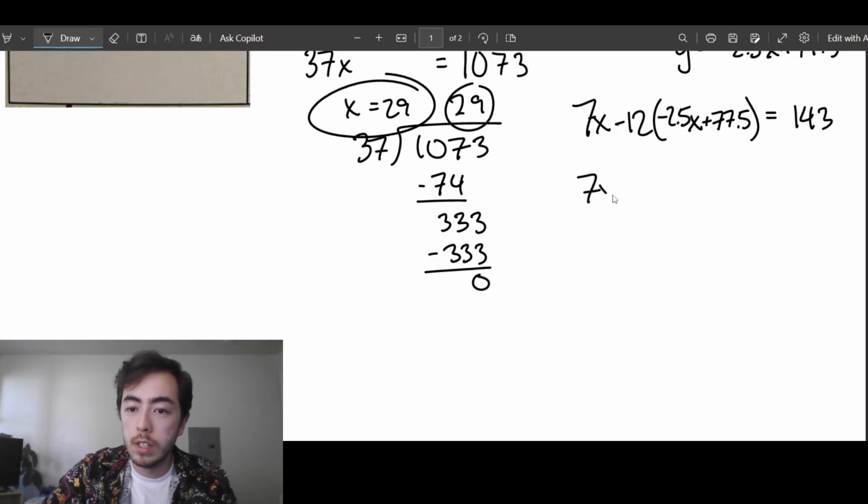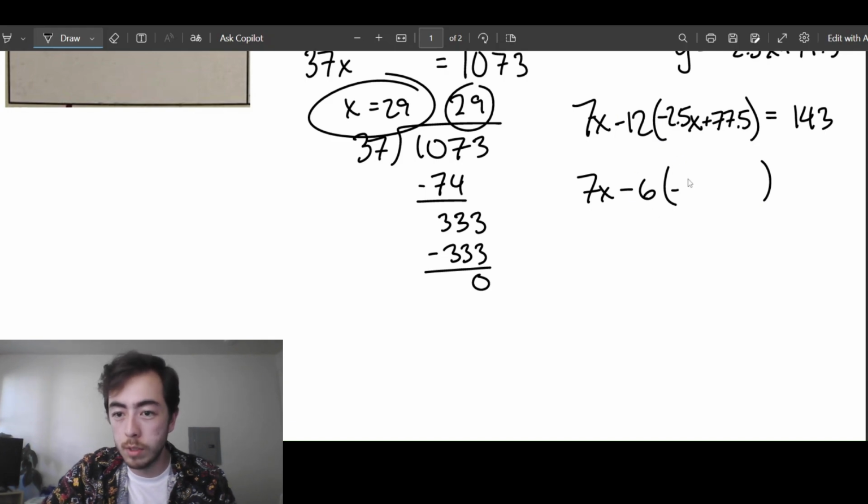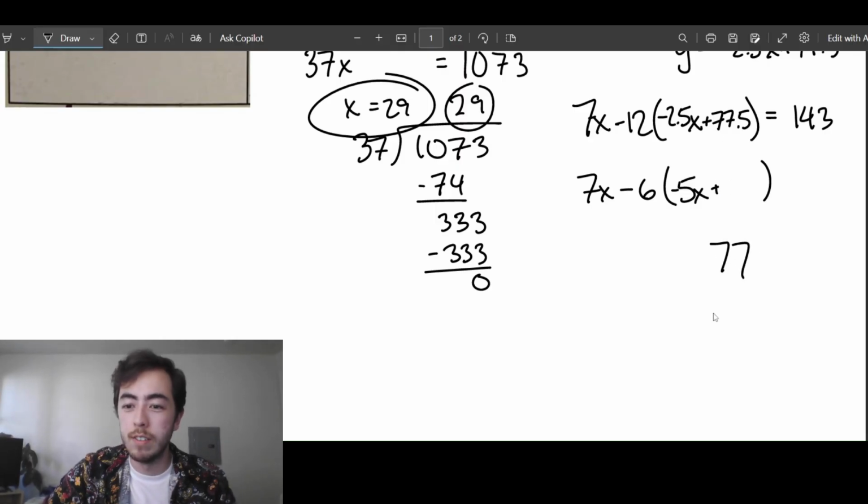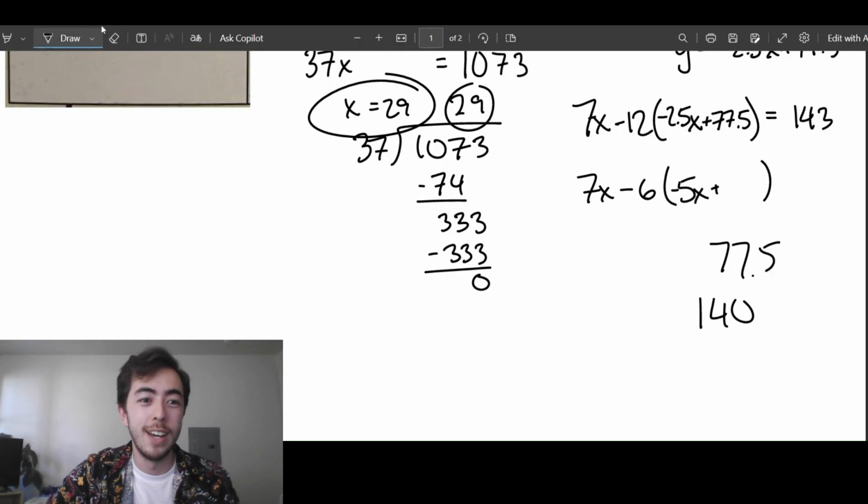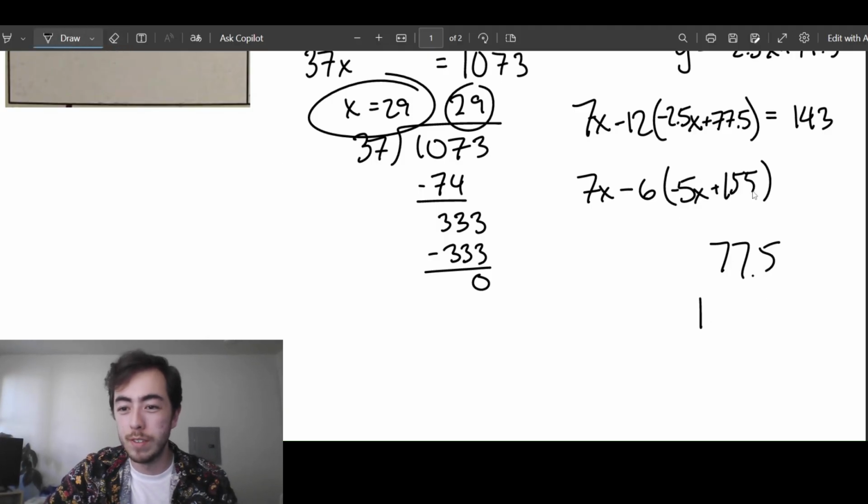How about I double what's on the inside of the parentheses. I'm kind of borrowing a 2 from this 12, and I'll double that coefficient, and I'll double this constant. Let's see, 77.5 times 2. I could probably do that in my head. I think that's 145. No, it's a little bit more than that, isn't it? Because 70 plus 70 is 140, and then tack on the 2 times 7.5. That is going to give me 155. This is still all equal to 143.